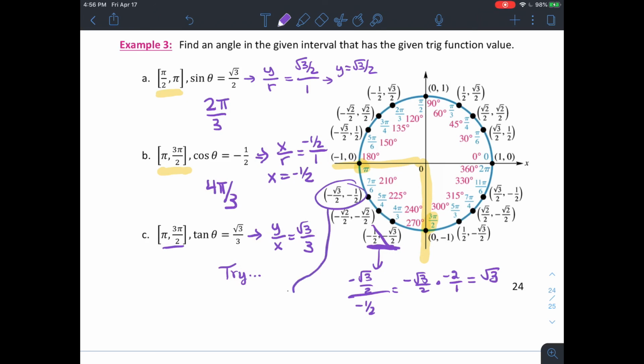I better go to one that has a square root of 3 in it. So let's try 7 pi over 6. If you divide that one's y coordinate by x coordinate, then it's basically the other one upside down, and you get 1 over square root of 3, which if you rationalize it is square root of 3 over 3, and that's it. 7 pi over 6 is your mystery angle.